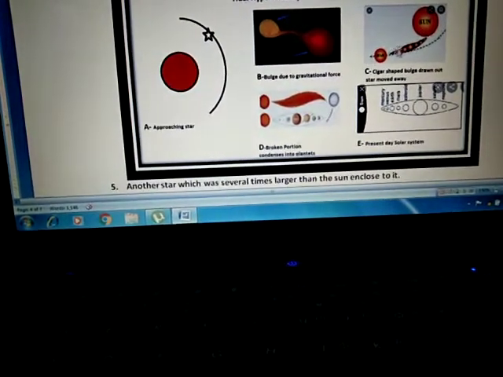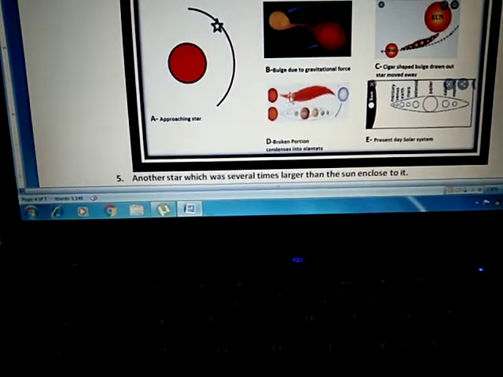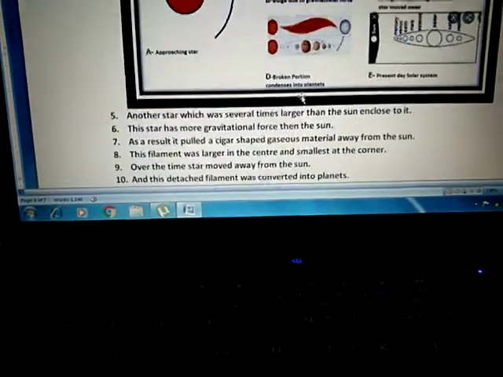The star pulled some matter from the sun, and this matter was cigar shaped. So this filament was detached from the sun in the shape of a cigar, and the middle part of the cigar was larger than its ends. At the ends it was smaller, and in the middle it was larger. What happened now?